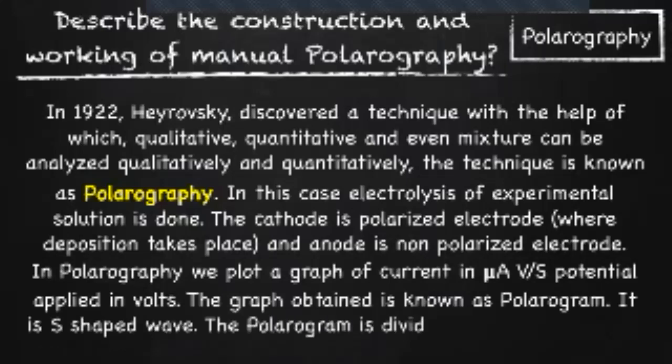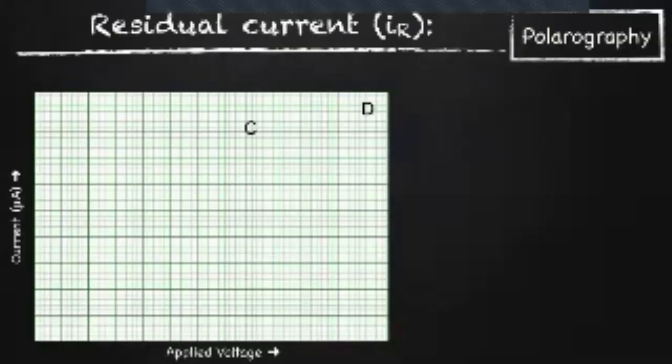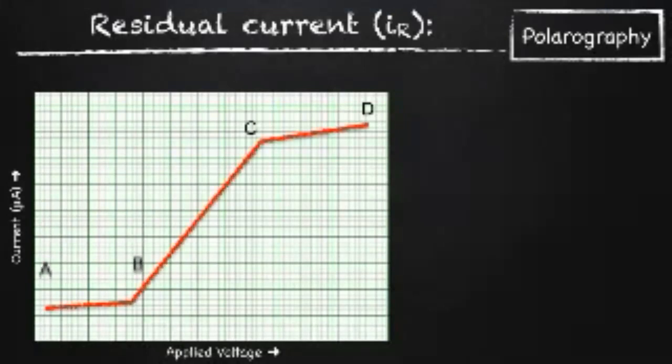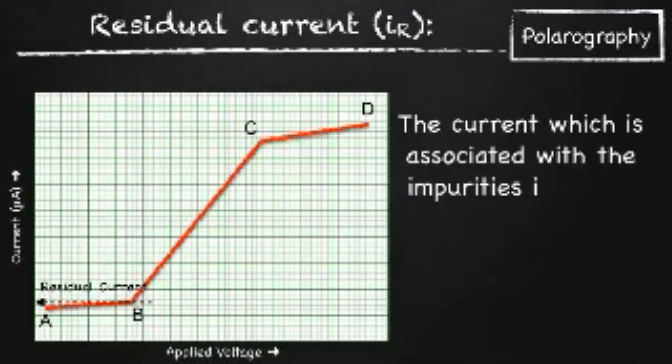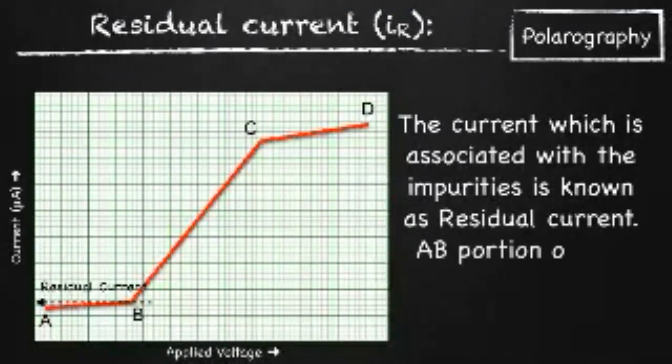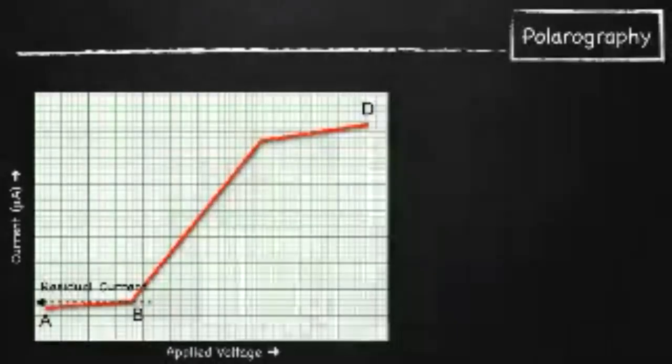The polarogram is divided into three portions. First, residual current IR. When the applied potential is less than the reduction potential of metal ions, no reduction of metal ions takes place, but still the galvanometer shows some deflection. It means current is produced. This current is due to reduction of impurities on the dropping mercury electrode, which may be present in the solution. Therefore, the current associated with the impurities is known as residual current. The AB portion of the graph corresponds to residual current IR. Second, diffusion current.